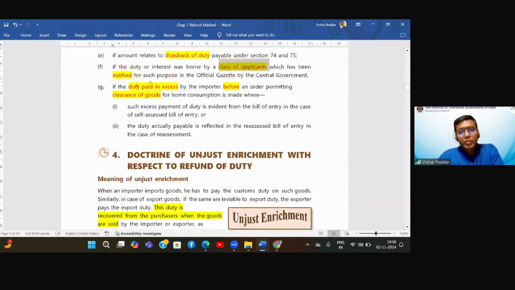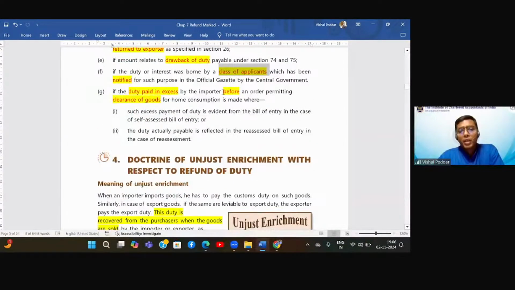Next, if the duty is paid in excess by the importer before an order permitting clearance of goods for home consumption is made. Now, what is this? So let us say I have paid duty, and before I am clearing the goods, I find that there is some pilferage. Now, if you remember, when we were in the initial chapters of customs law, we read a concept called remission of duty, which was under section 23, whenever the goods are lost or destroyed, and also whenever the goods are pilfered under section 13.